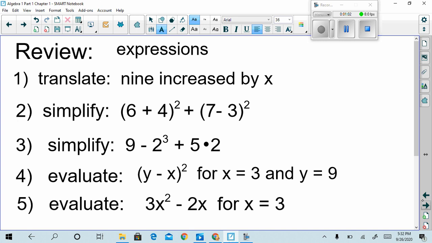For the review, I'm going to do 1 or 2 of each of the types of problems that were listed on the first slide. And I'm going to ask you to copy these down and either simplify, translate, or evaluate. And once again, you will help me share the answers in our Zoom session today. So stop and pause the video and try these out.